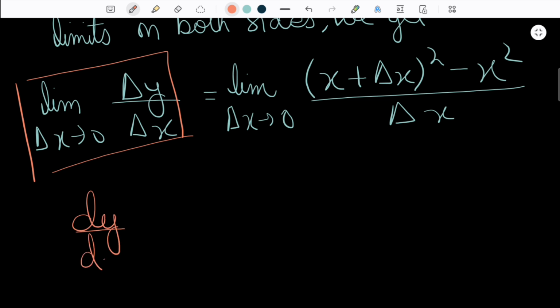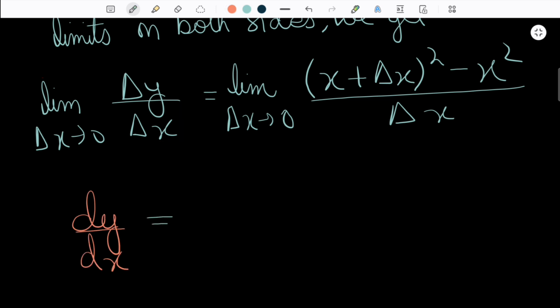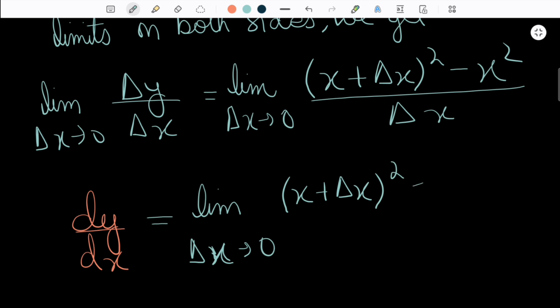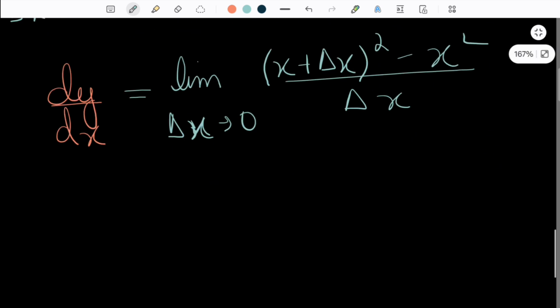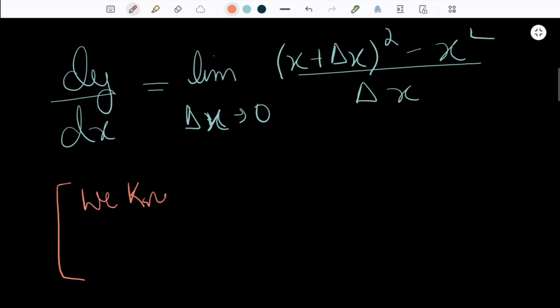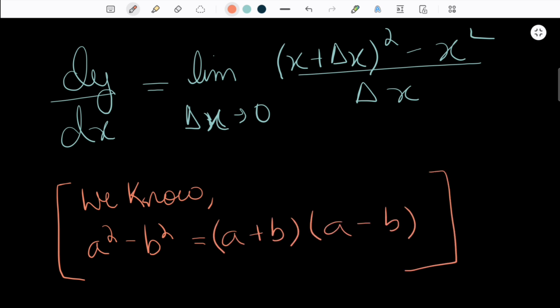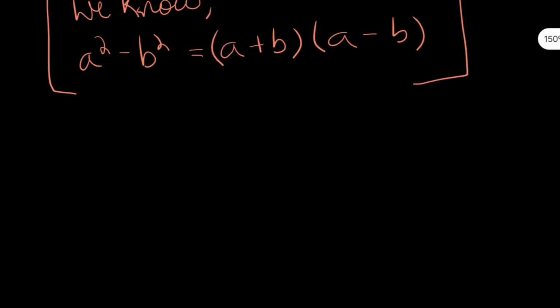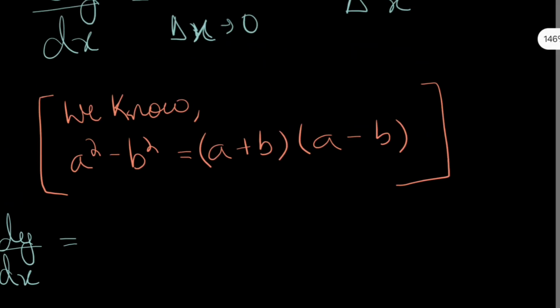Now the left hand side can be simply written as dy by dx, which you know is the expression for a derivative. So we'll write it again, the same thing. It's okay. Now after reaching this step, we usually have to use certain identities to simplify our equation further. So if you look at the numerator, you'll notice it is in the form of a square minus b square.